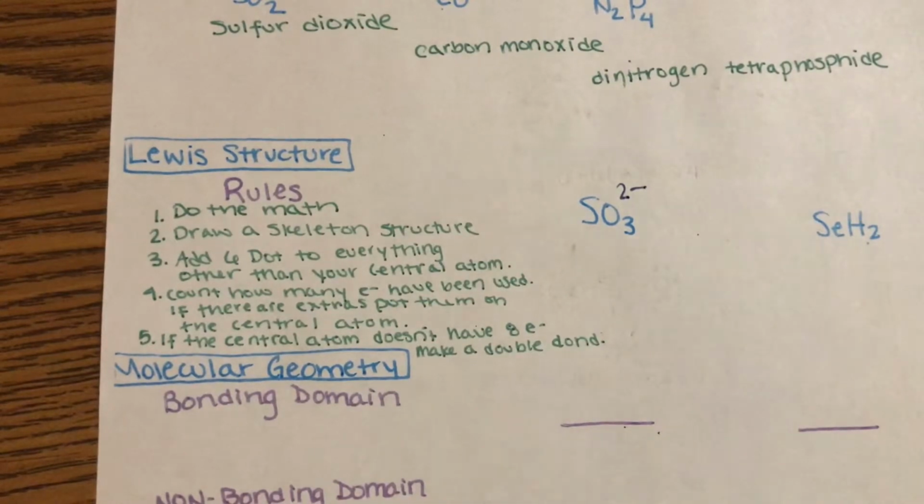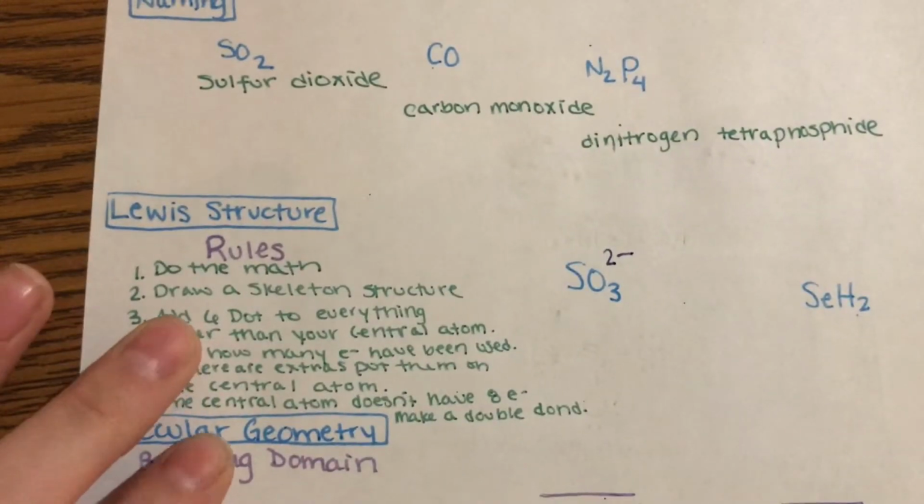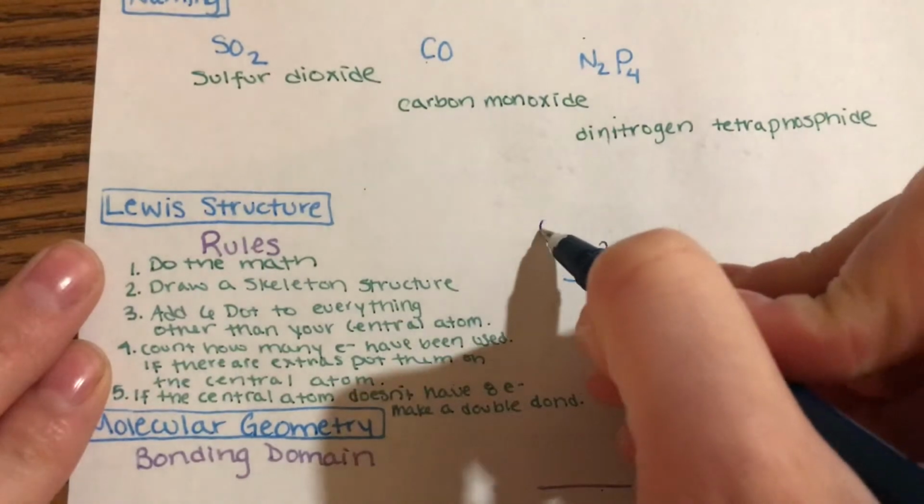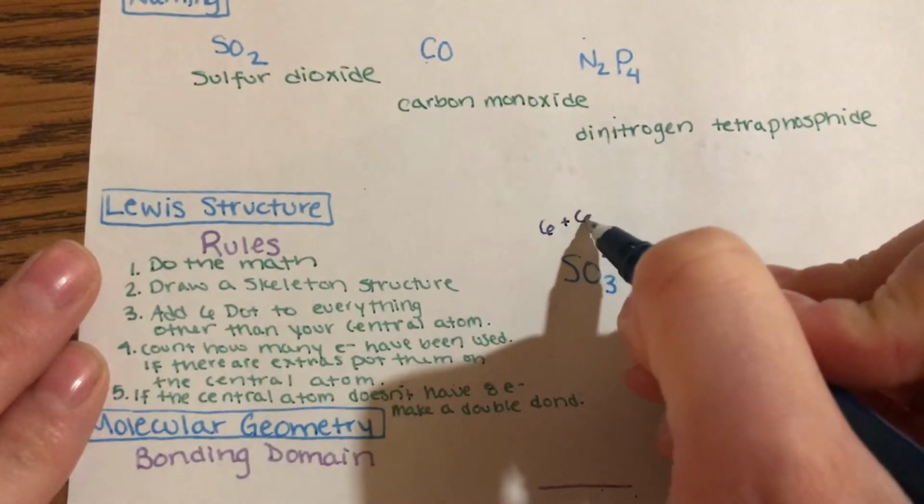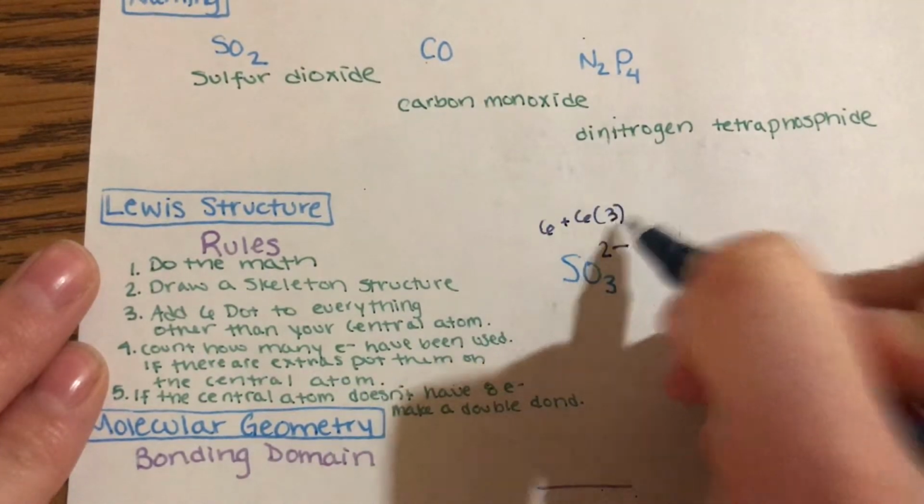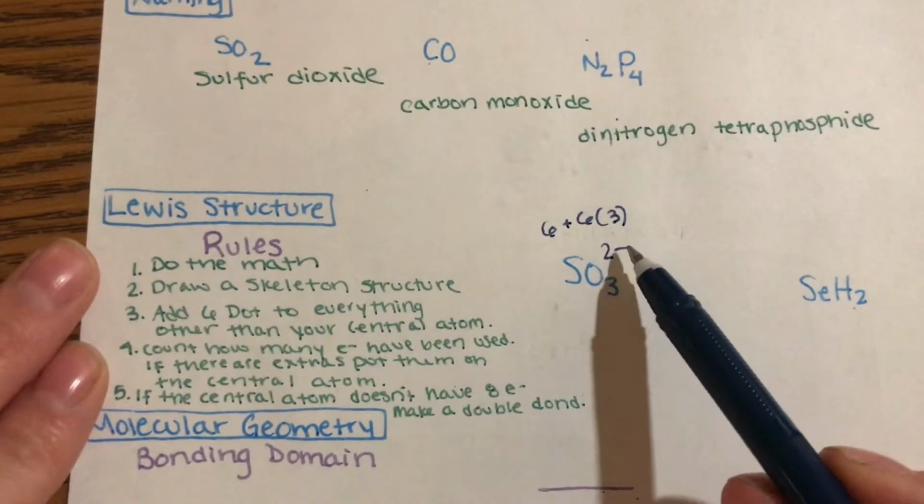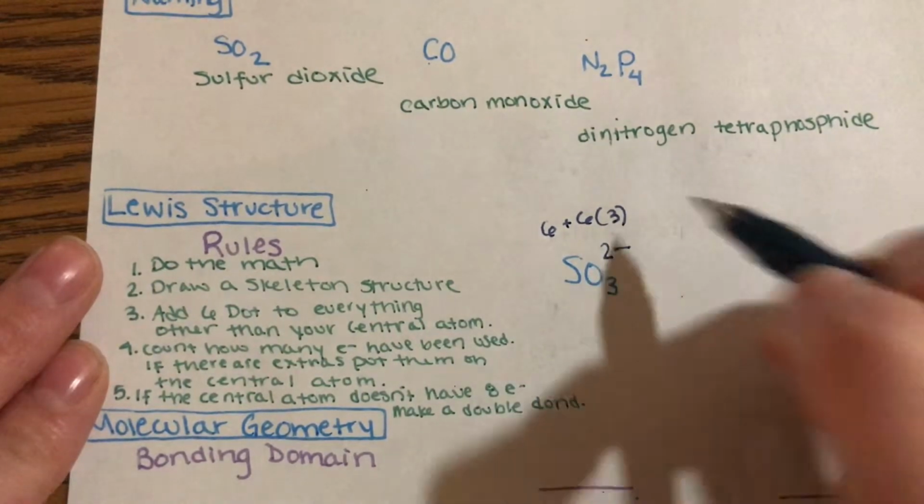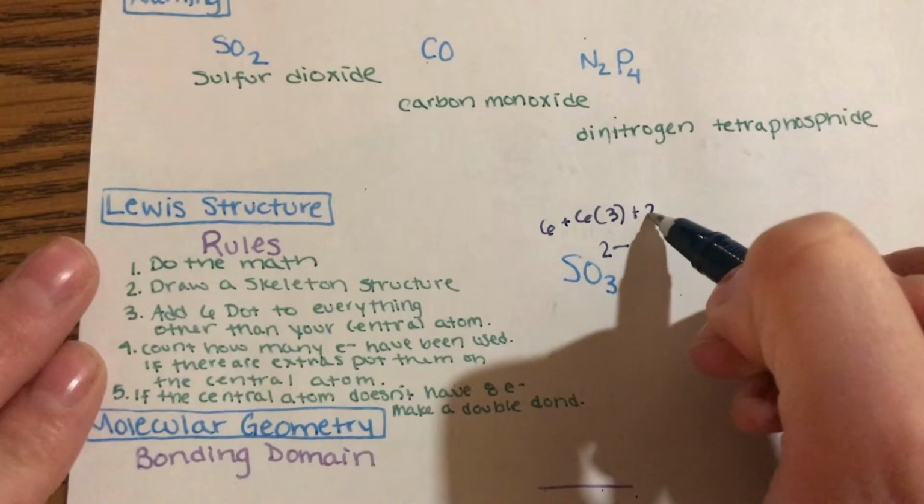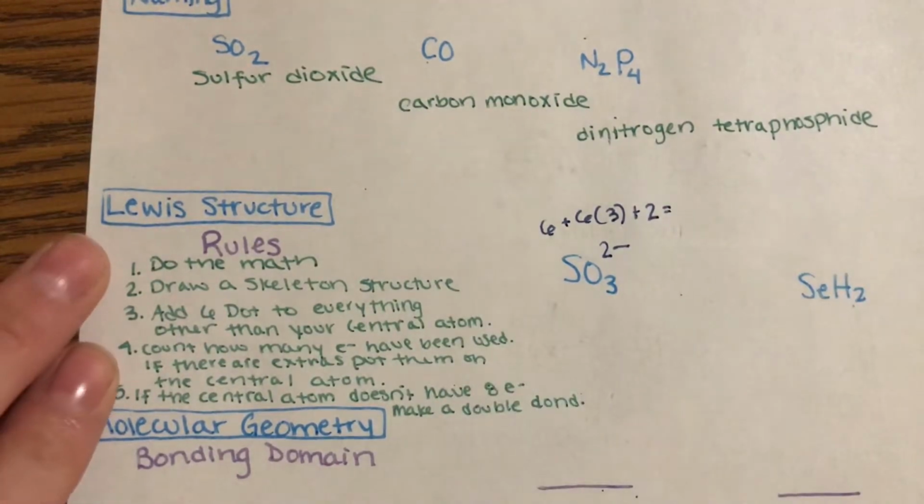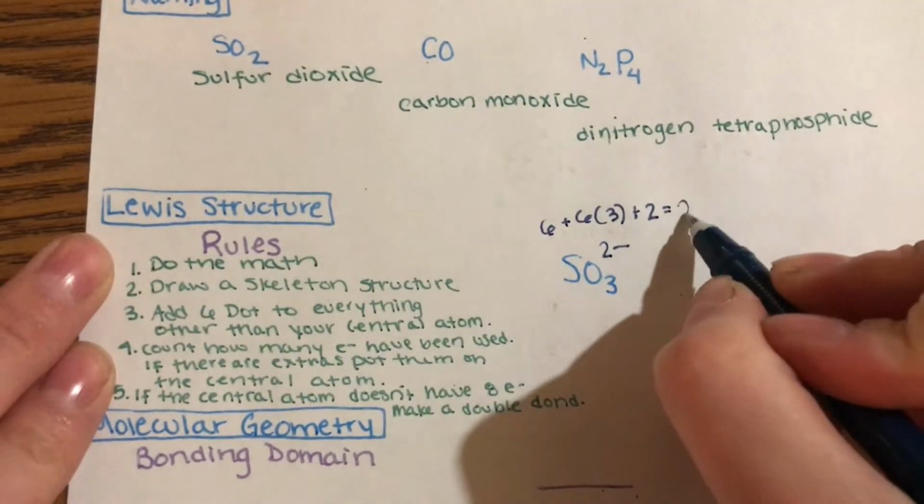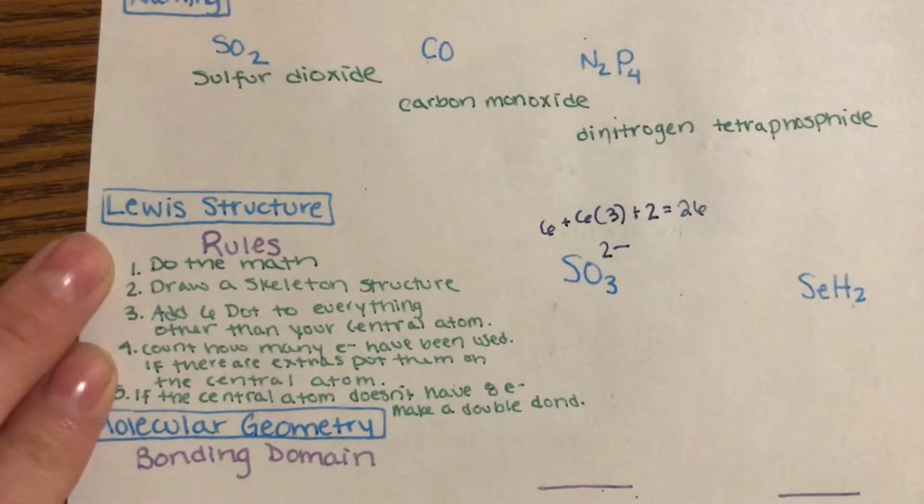So we're going to have to do our math here. Sulfur has 6 valence electrons. Oxygen also has 6, but we have 3 of them, so I'm just going to times that by 3. And then if you remember, if it's a -2, that means we have 2 extra electrons, because electrons are negative charge, so I'm going to do +2. So I end up with 26 here. So that was step 1.